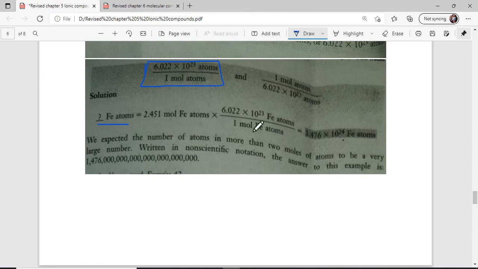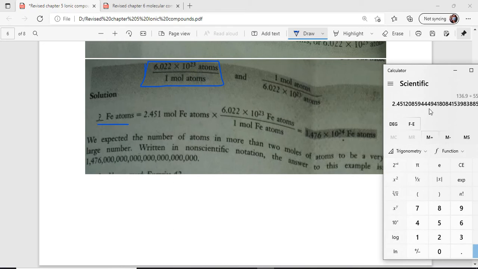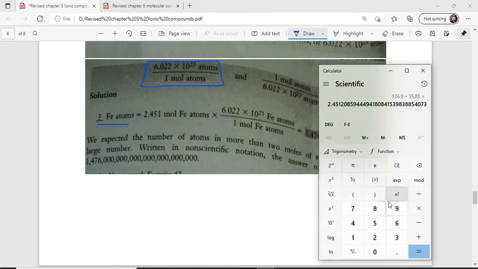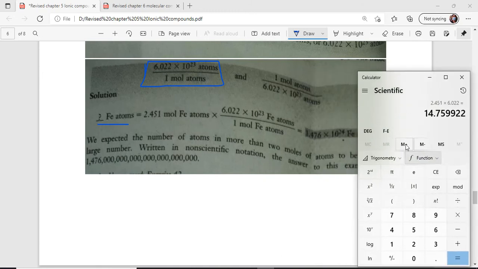Now, simply input your conversion factor. You can choose. So, 2.451 times 6.022 times 10 raised to 23. What is your answer? Just remove the exponent for now: 2.451 times 6.022. You will be given the answer of 14.76. This is already the final answer.